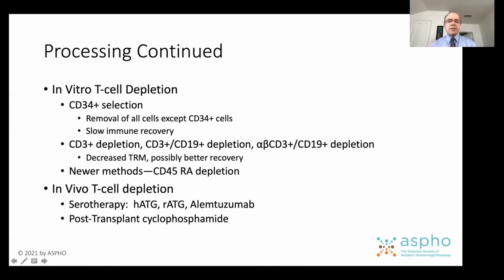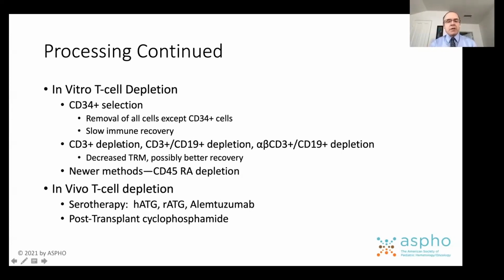The most established one is CD34 selection, where antibodies that have magnets on them are bound to your collected peripheral blood stem cell product. They go through a column that has a magnet, and all of a sudden, only your CD34 cells that are bound to those antibodies are in that column. You can then wash them out by taking the magnet off, and you've got a very pure T cell depleted CD34 product. The challenge is there aren't any other cells in that, and therefore immune recovery is very slow with those particular patients.